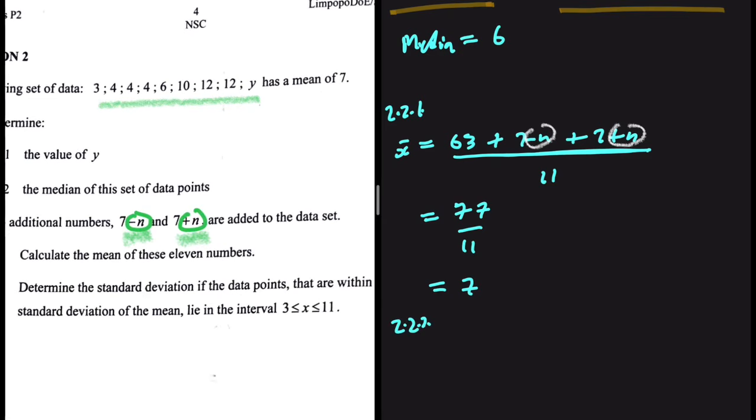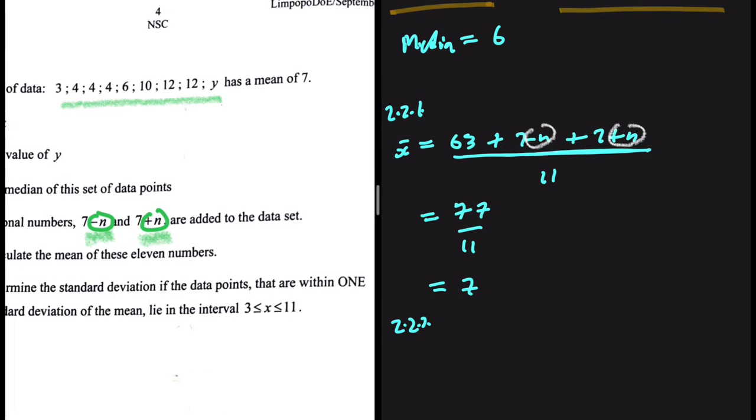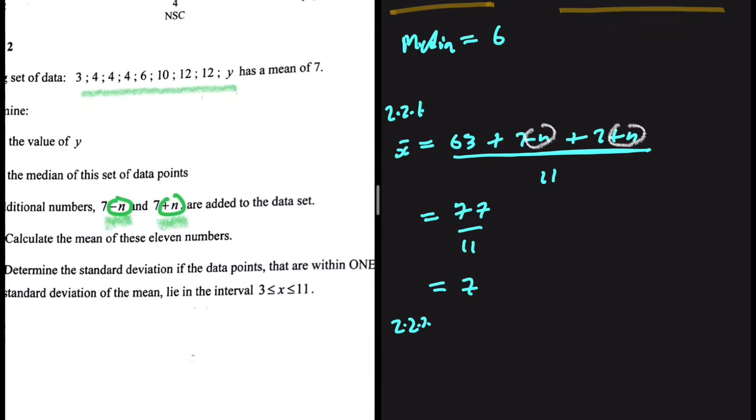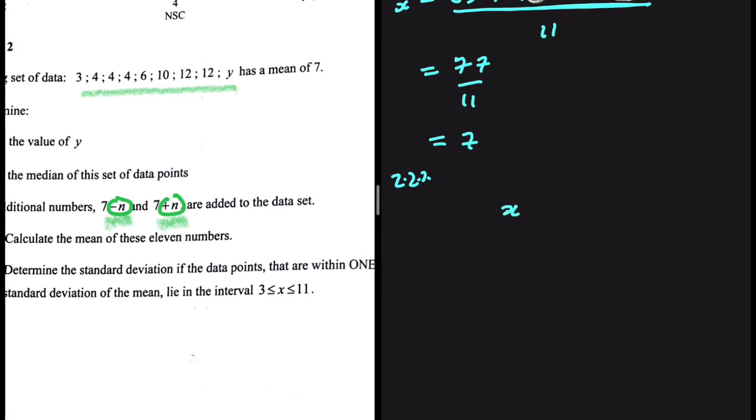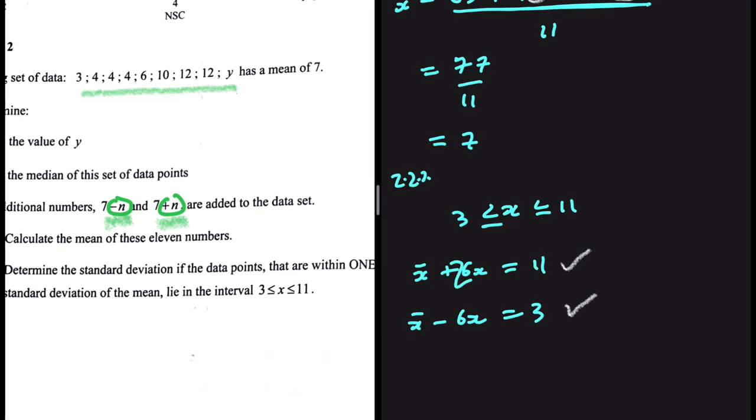2.2.2. Determine the standard deviation if the data points that are within one standard deviation of the mean lie in the interval x is between or equal to 11 and 3. This means that x bar plus standard deviation is equal to 11 and x bar minus standard deviation is equal to 3. That is the interval for one standard deviation of the mean. We can break it down like this. If we did say 2 standard deviations of the mean, then we would just put a constant of 2 here. But now we're just interested in 1 standard deviation of the mean.